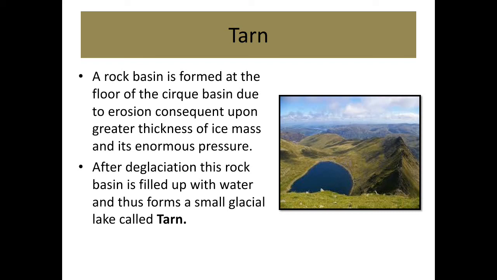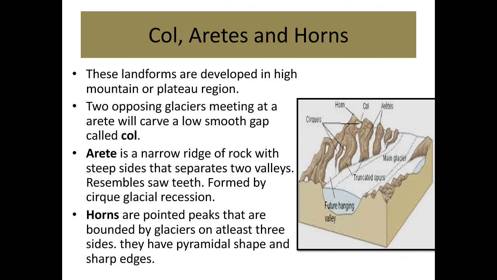Tarn. This is a depression, and in this depression region, tarns are formed. A rock basin is formed at the floor of the Cirque basin due to erosion consequent upon the greater thickness of the ice mass and its enormous pressure. Because of that ice pressure, the depressions are formed. After deglaciation, this rock basin is filled up with water and forms a small glacial lake called a Tarn.